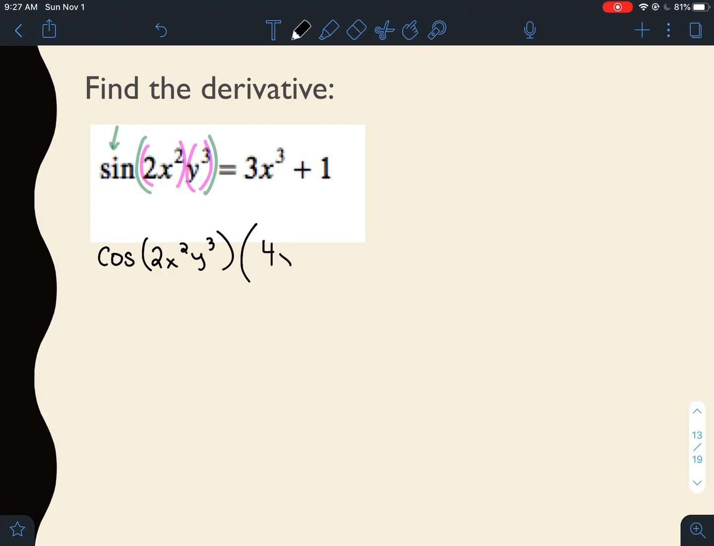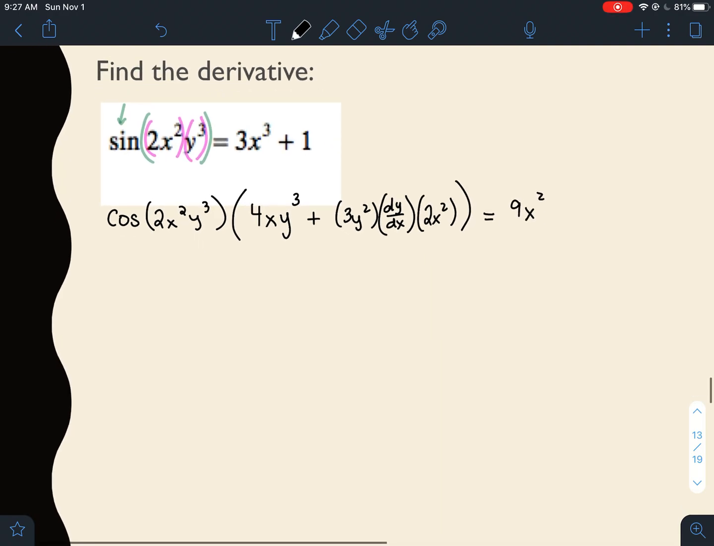Now the derivative of the inside, we're going to have to use product rule. So derivative of the first would be 4x times, leave the second alone, y to the third, plus the derivative of the second would be 3y squared dy dx, and then times, leave the first function alone, 2x squared. So that would be the derivative of the left side. So cosine of 2x squared y cubed times 4xy to the third plus 3y squared dy dx 2x squared. And then equals the derivative of the right side, which would be 9x squared plus 0.